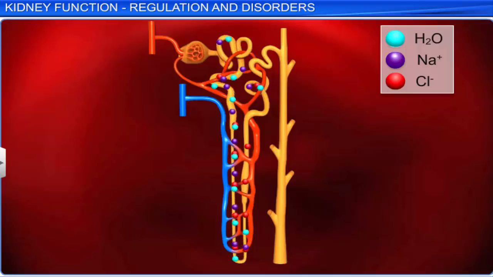Aldosterone increases the reabsorption of sodium and water from the distal parts of the renal tubule, resulting in an increase in blood volume, which increases blood pressure and GFR. This complex mechanism is commonly known as the renin-angiotensin mechanism.